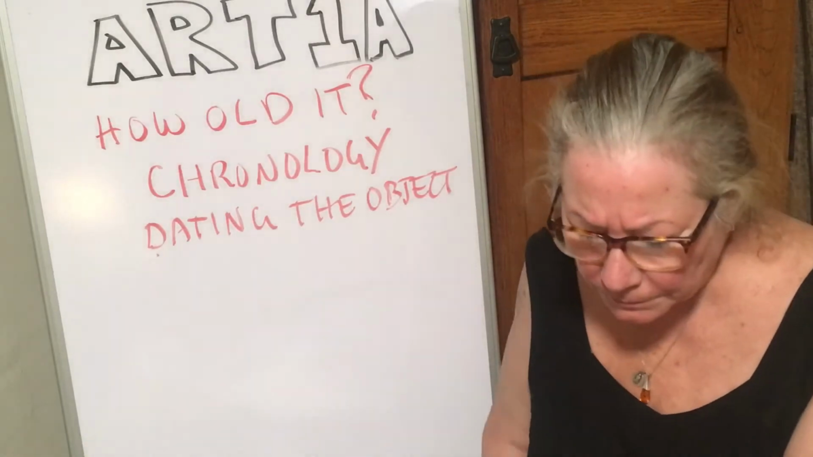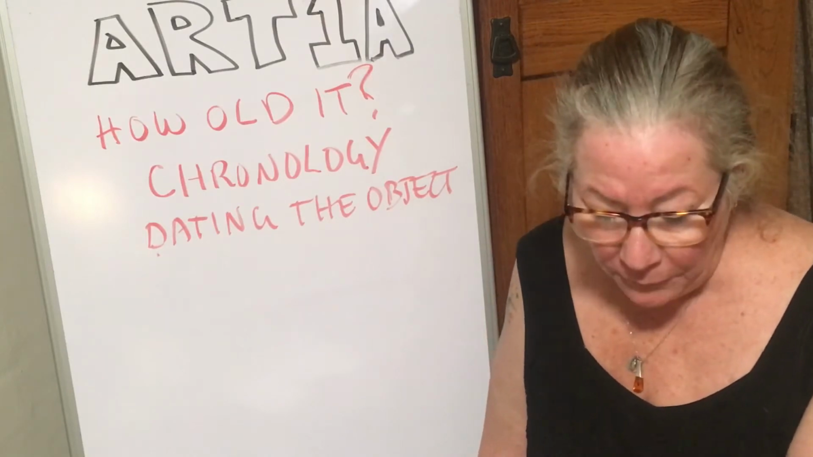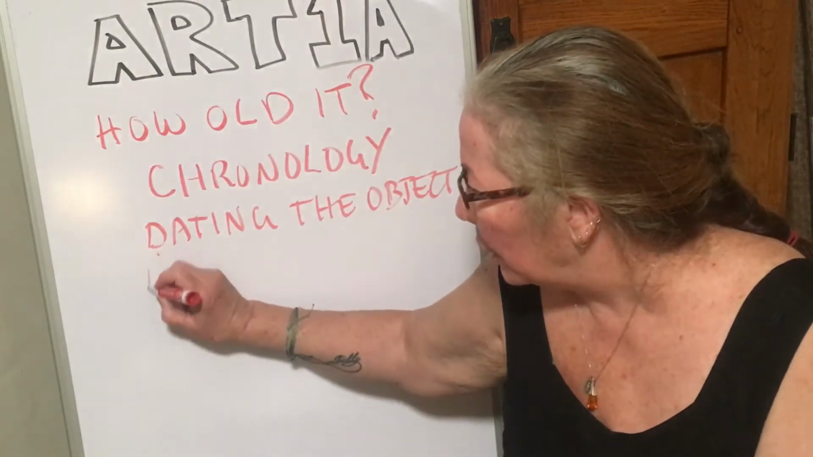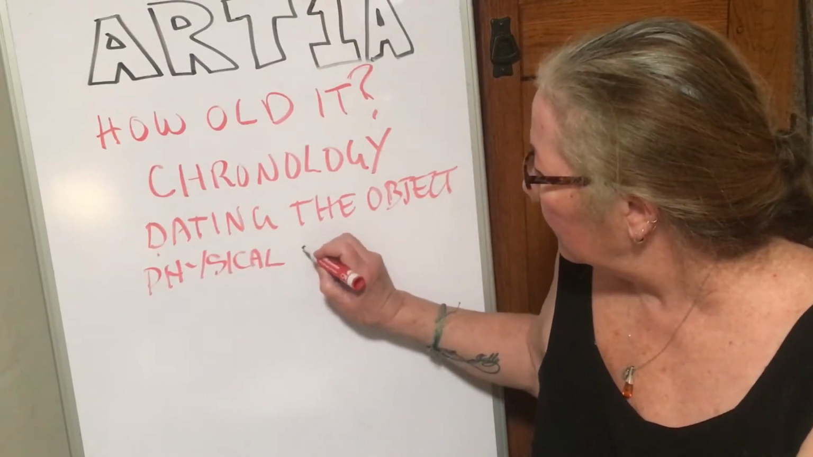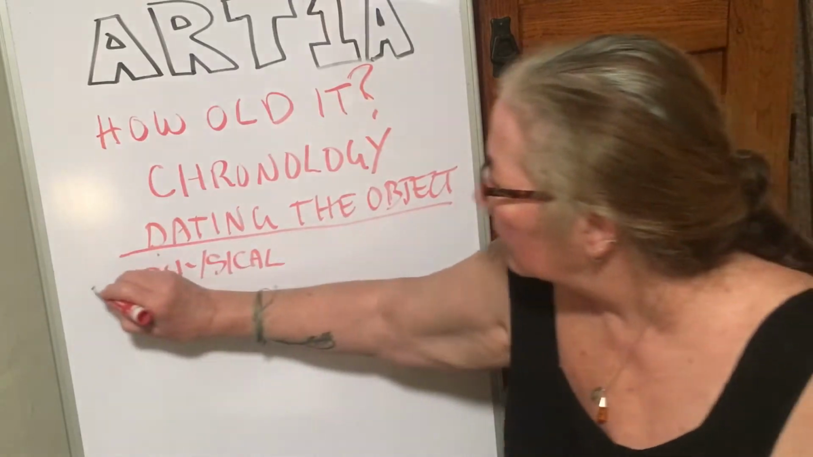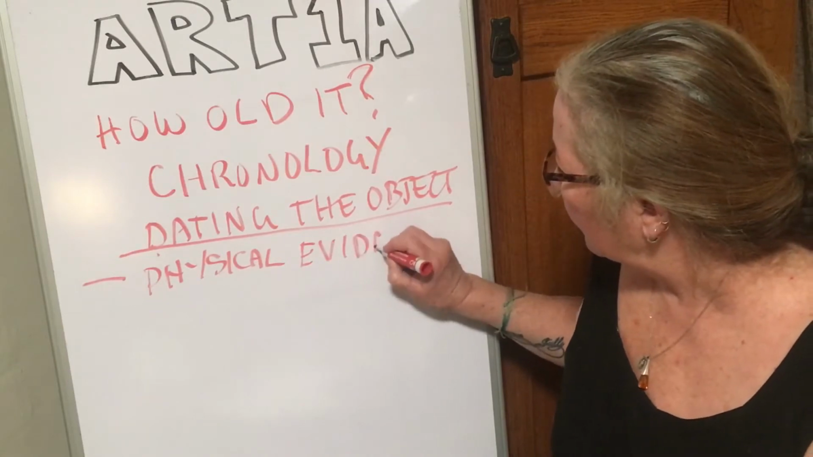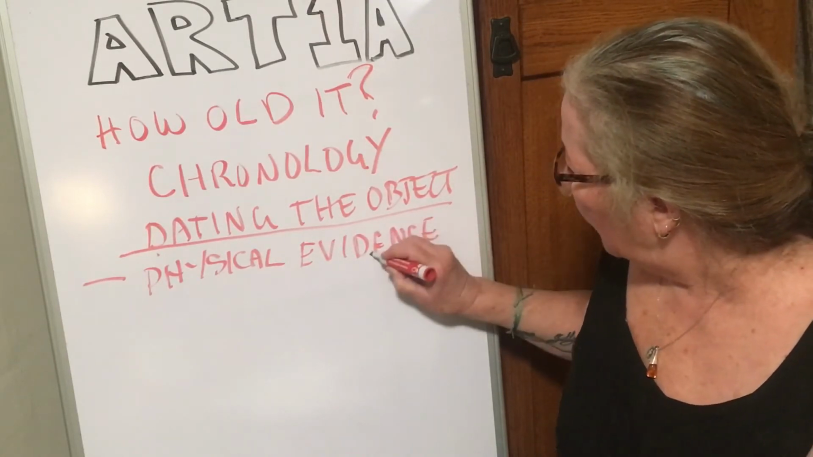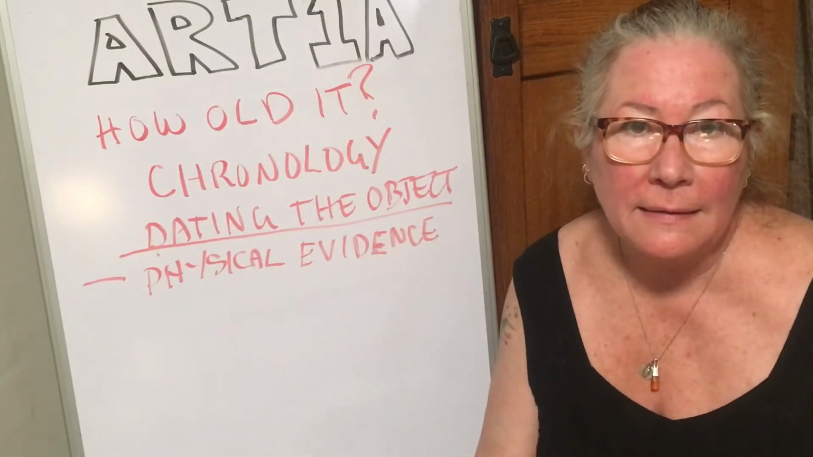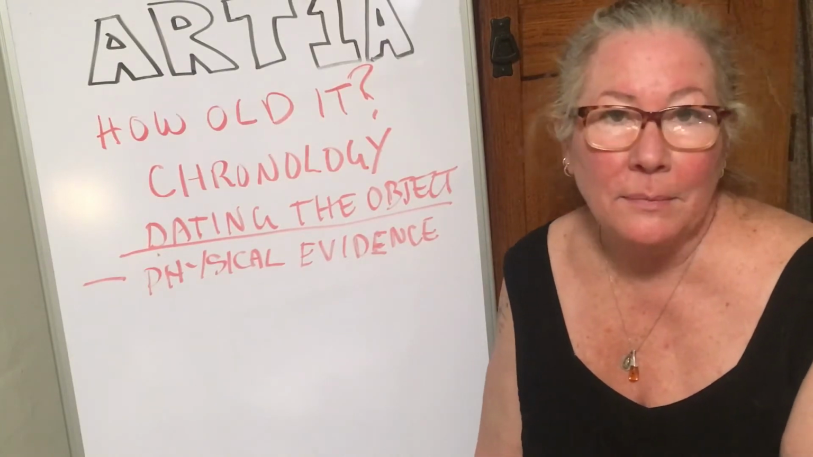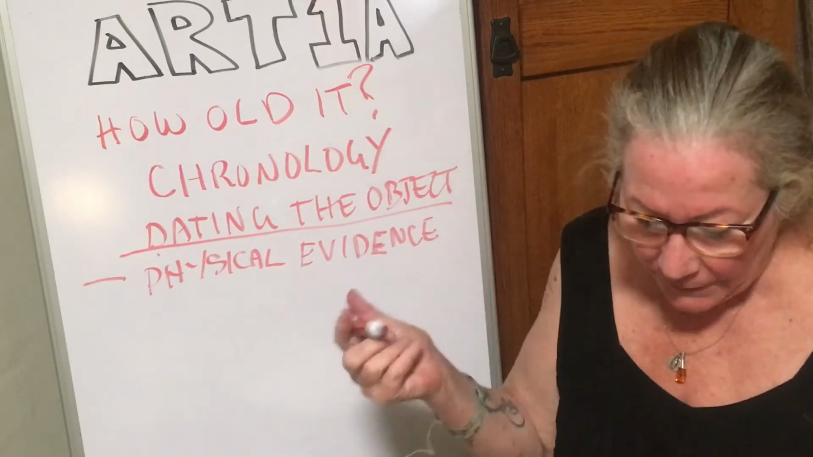So there's several ways that the art historians do that. One of the first ways is physical evidence, right? They look at what the physical evidence has to say. And physical evidence is basically what's there physically, what is it? What does it look like? Is it a painting? Is it a sculpture? What materials were used? All those kind of physical things we can look at.